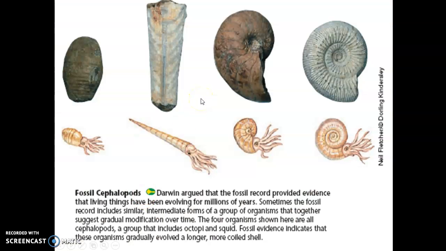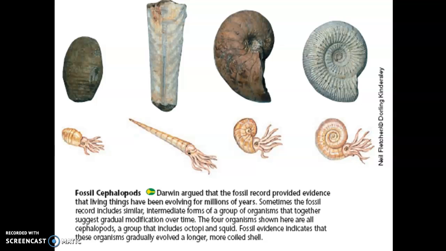Another way that they use fossils to help support the idea of evolution. Just think of Charles Darwin. Remember, we said that he found fossils on his voyage on the HMS Beagle, and he found some of living things. And then he was the first one to start finding these organisms and asking, okay, what are these? We don't have these animals here. So he argued that the fossil record provided evidence that living things have been evolving for millions of years.